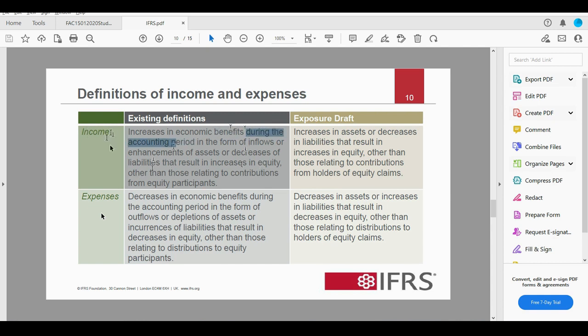Another important thing is that it has to happen during the accounting period, right? In the form of inflow. Obviously, people are paying you, and then money is going in, or enhancements of assets. So in other words, these are other things that would form part of income. Basically, what enhancement of an asset means is that sometimes assets get revalued. So if an asset gets revalued and you find that the value of the asset is actually more than what it was, then that would go into your income, right?